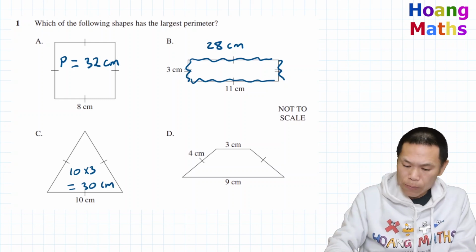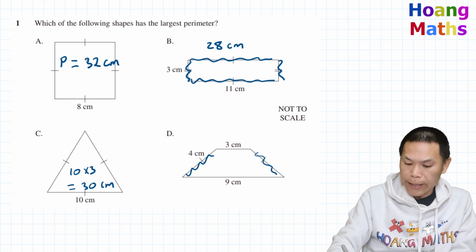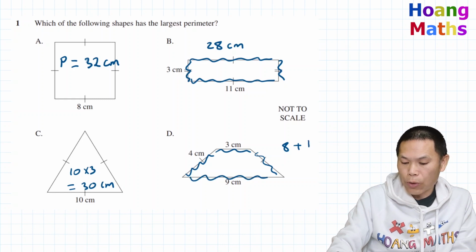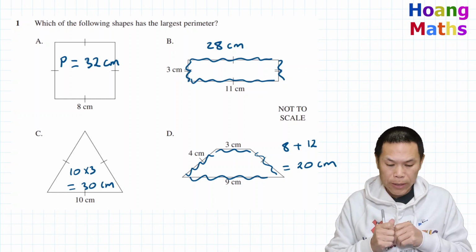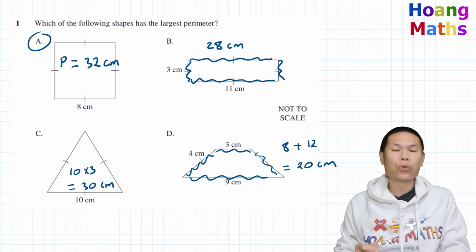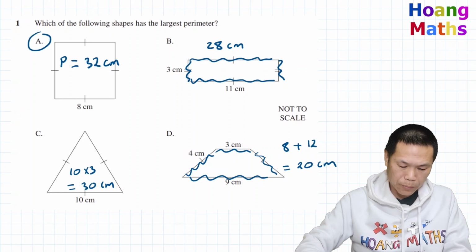And option D, we have 4 here and we add another 4, that is 8. So we have 8, add this 3, we add 9, that is 12. So that is 20 centimeters. So therefore, the largest perimeter is option A. That is 32 centimeters. That is the largest perimeter.